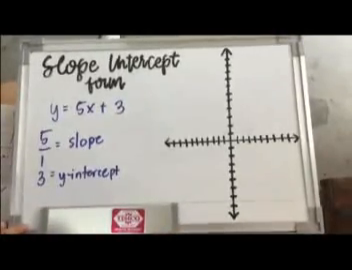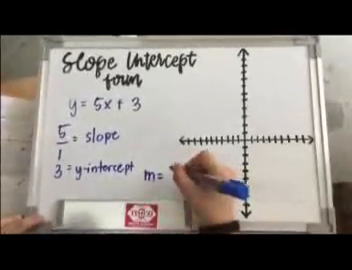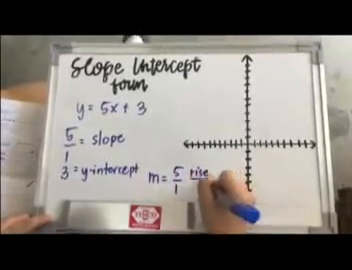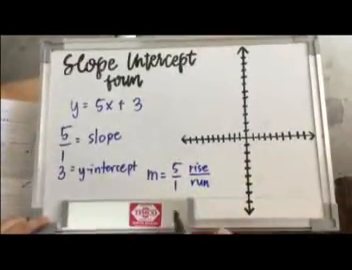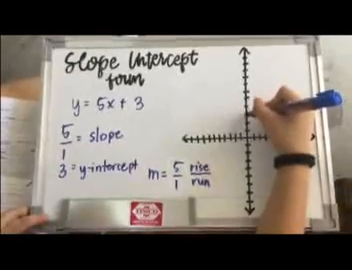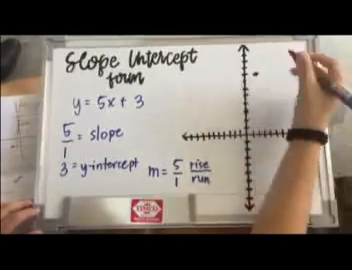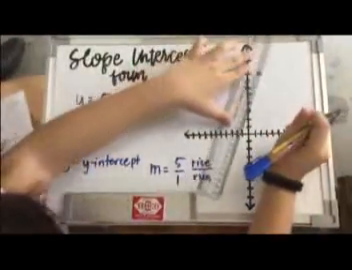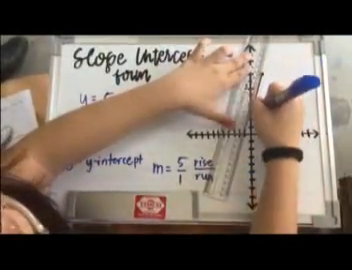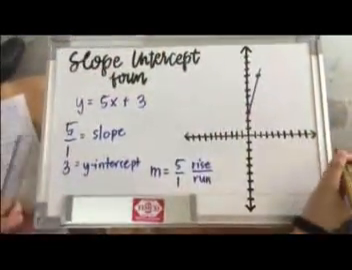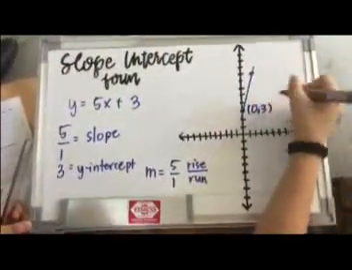For example, y is equal to 5x plus 3. If we follow the formula, the slope is 5 and the y-intercept is 3. We also know that m is equal to rise over run, so if we plot the slope, it will be m is equal to 5 over 1.